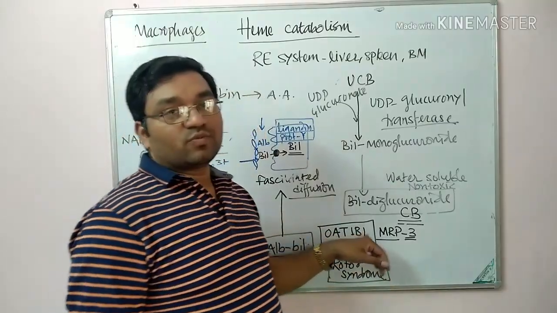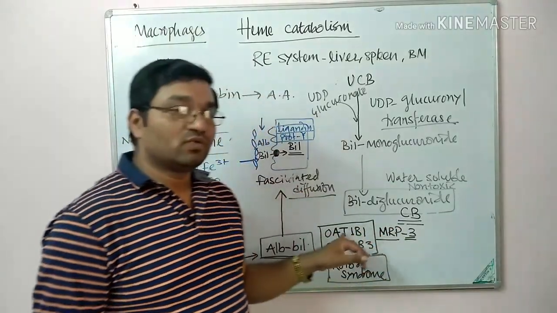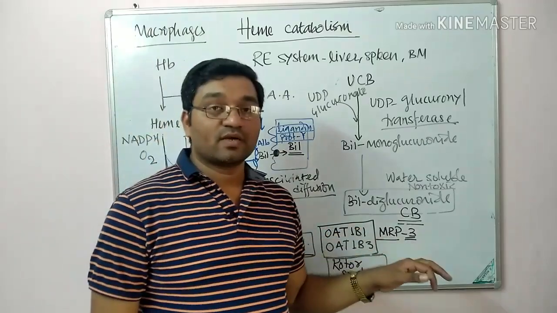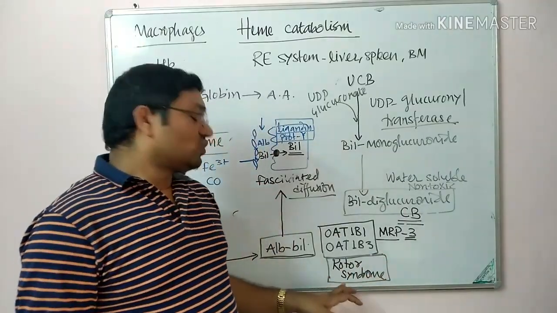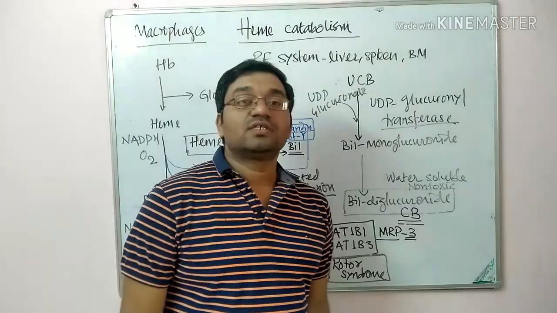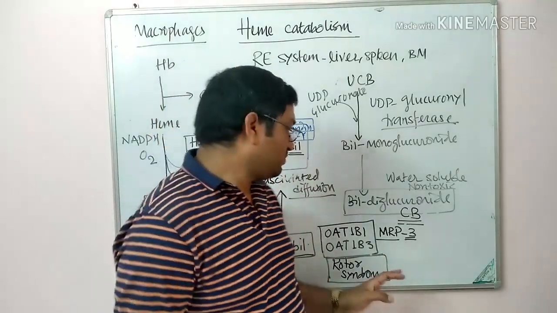So a defect or mutation in these proteins, which are responsible for reuptake of conjugated bilirubin by the hepatocytes, leads to the disorder known as Rotor syndrome, which results in direct hyperbilirubinemia.